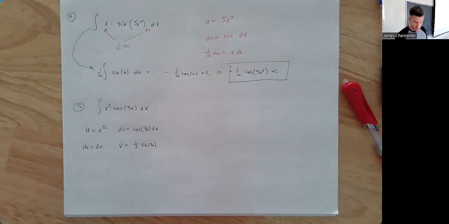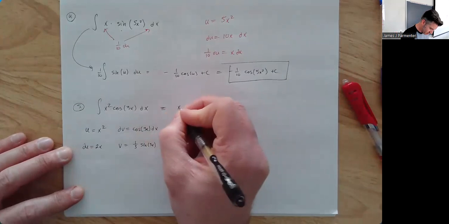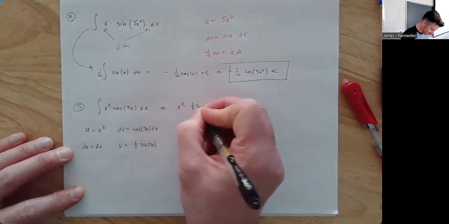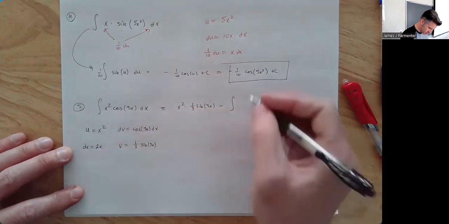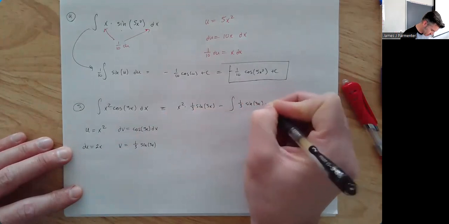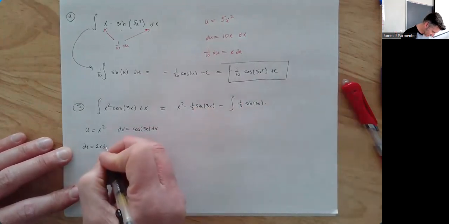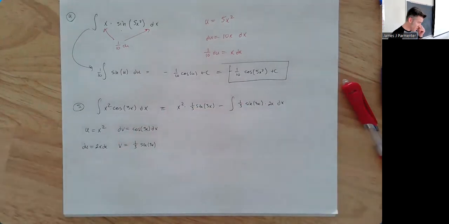So when I rewrite my integral, I get u times v, so x squared times 1/3 times sine of 3x, minus the integral of v times du, which is 1/3 sine of 3x times 2x dx. Which you'll notice is still a mixture. It's still an x times the sine of 3x, which means we're going to have to do integration by parts again.